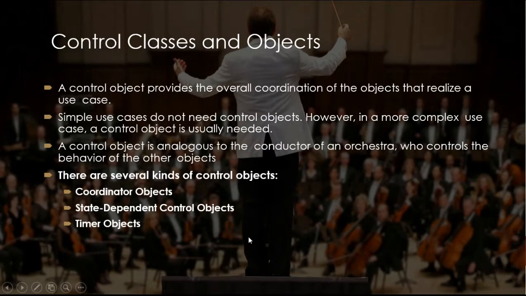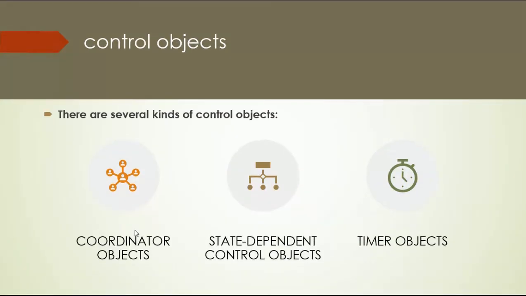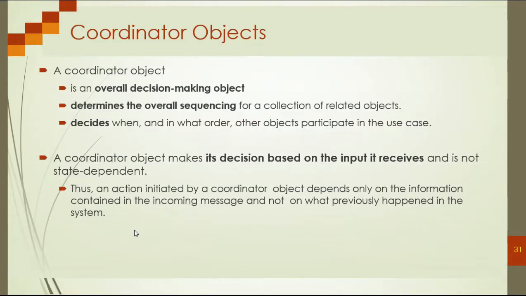The control object also has three types of objects. The first is a coordinator, the second is state dependent control, and the third is the timer. So let's see now these three objects and what the difference between them is. Since the three are used for controlling the behavior of the system, what is the difference between these three objects? First, let's start with the coordinator object.